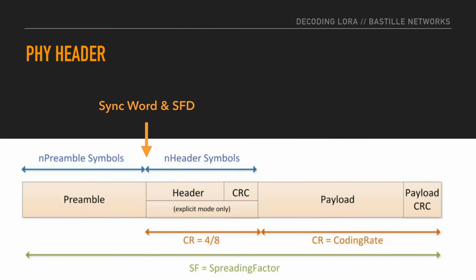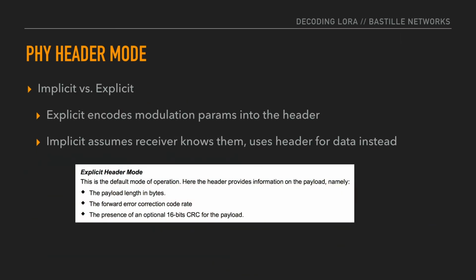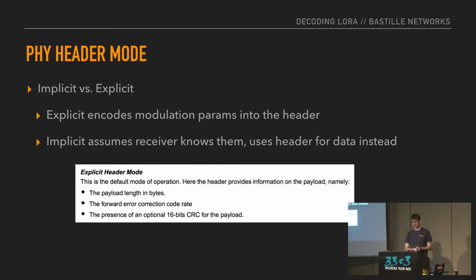And then we have this thing called the header, right? And it says here that the header is only present in explicit mode. So there's this notion of implicit versus explicit header in LoRa. The explicit header includes a PHY header that has some information such as the length of the payload, the type of FEC scheme that's applied to the remainder of the payload, not the header itself, but the rest of it. And then there's also an optional CRC that can be included. Implicit assumes that the receiver knows the modulation parameters and skips that bit.